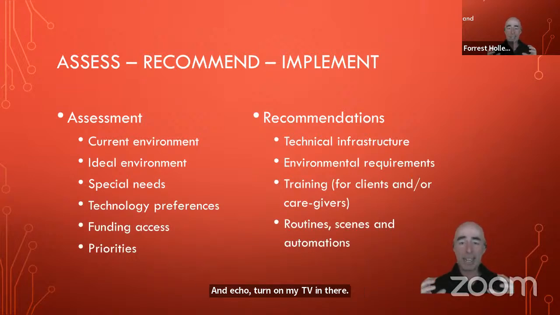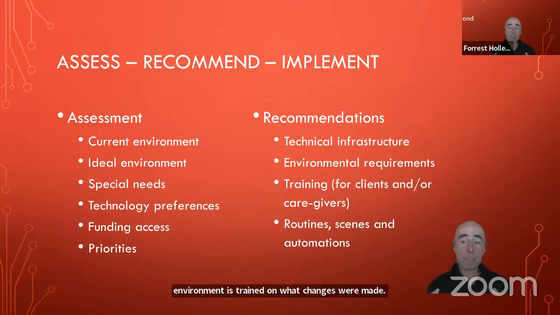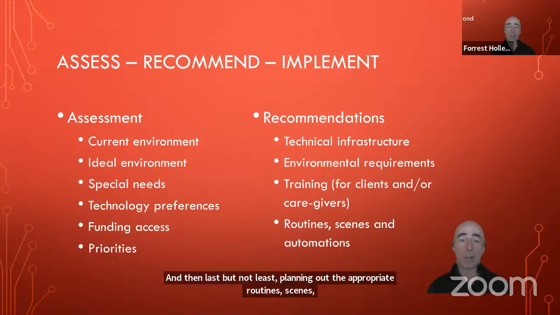So we make sure that we train the caregiver and the client on what we've set up, and anytime there's a change made, we make sure that everyone in the environment is trained on what changes were made. And then last but not least, planning out the appropriate routines, scenes and automations that will address all the priorities and provide the degree of freedom that we think technology can bring.